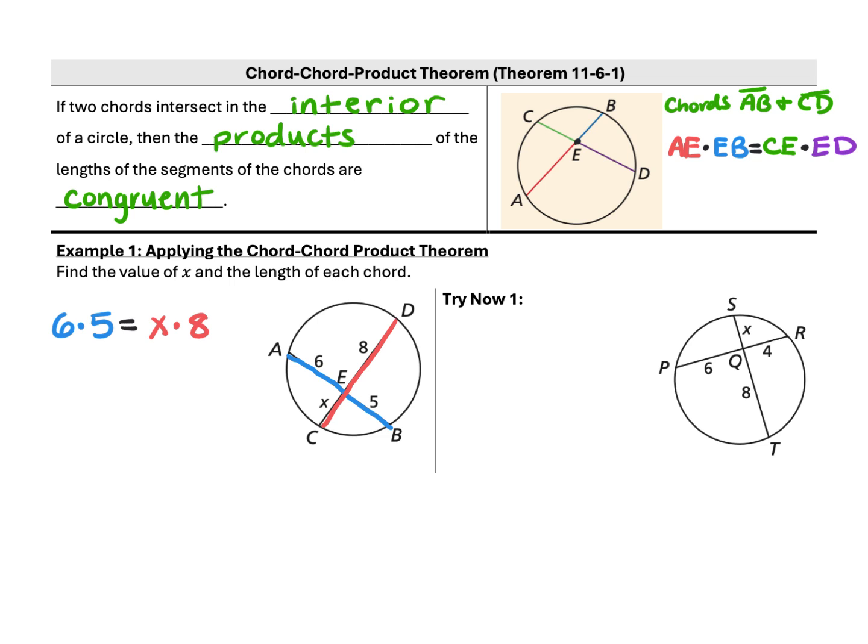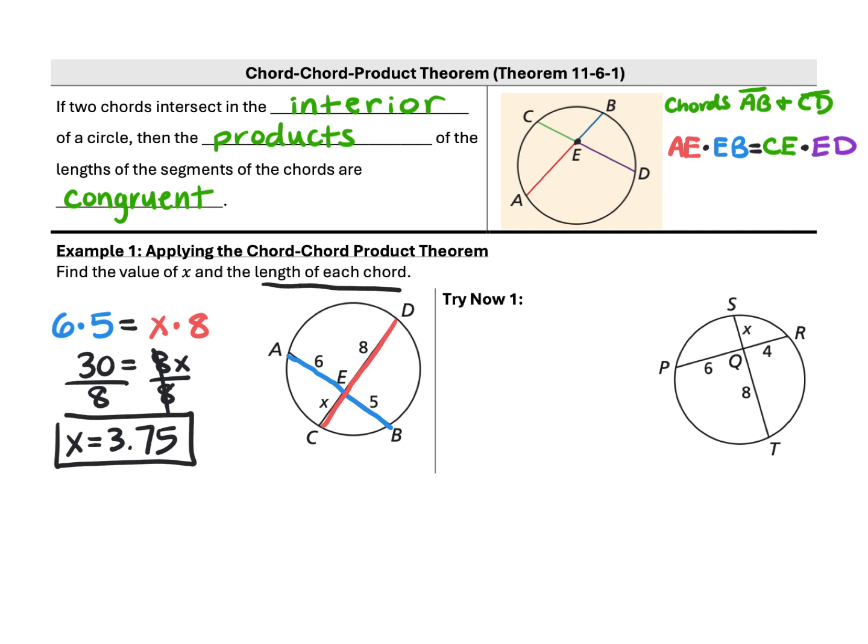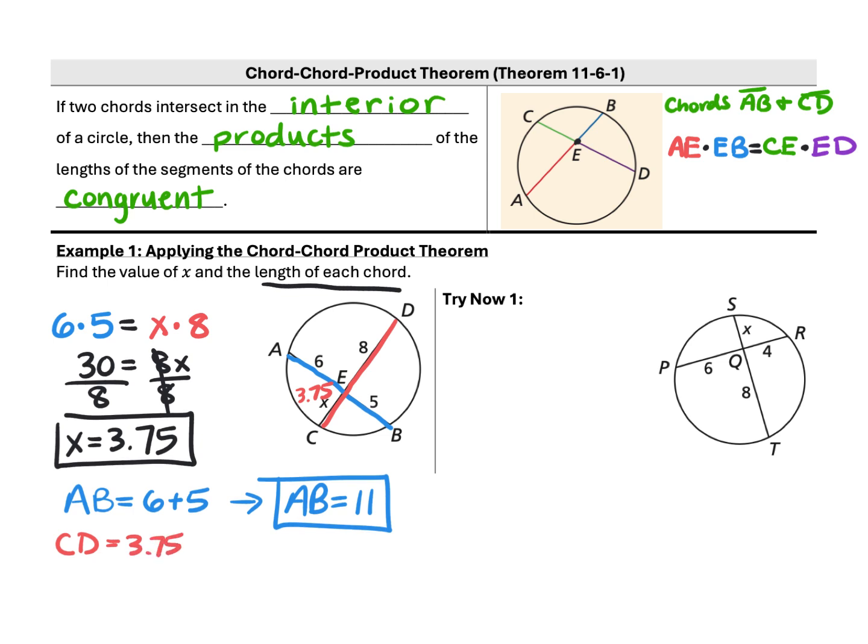Now if we simplify that, that's 30 equals 8x, divide by 8. 30 divided by 8 is 3.75. So that is the first part of our answer, x equals 3.75. Now we need to find the length of each chord. For chord AB, we already could find that without even knowing x. The length of the full chord is the sum of its parts. 6 plus 5 is 11. Then, now that we know x is 3.75, we can find that chord CD will be equal to 3.75 plus 8, and that is 11.75.